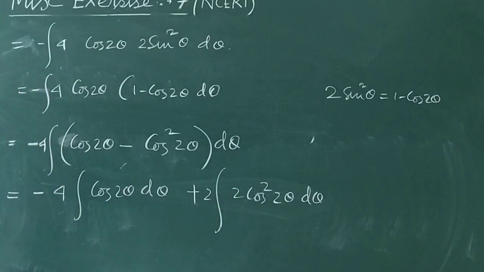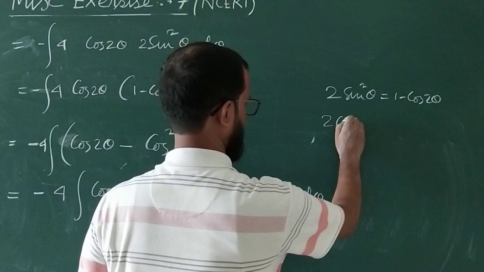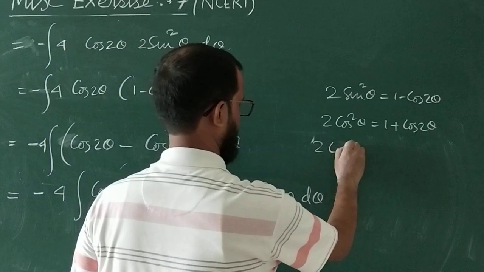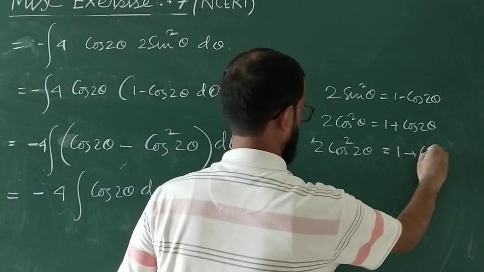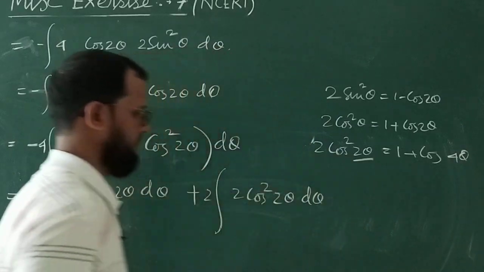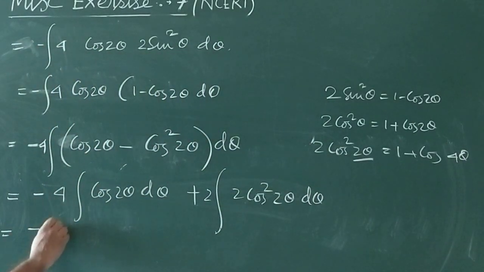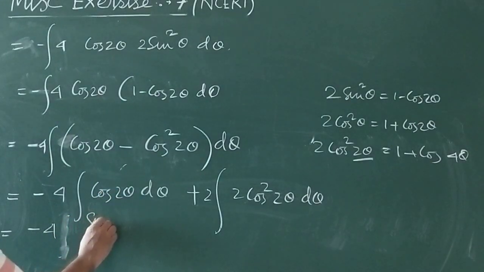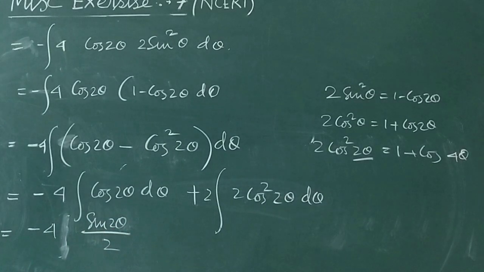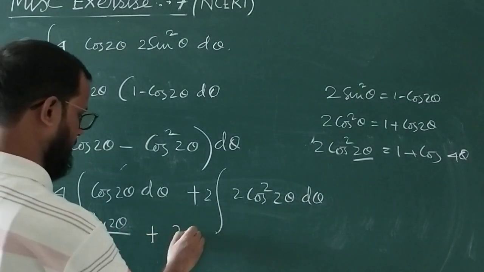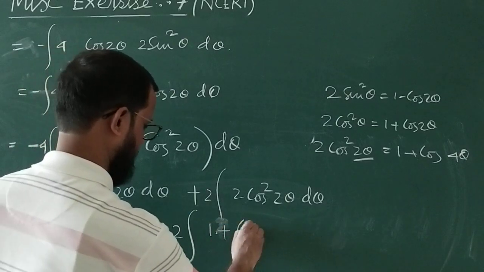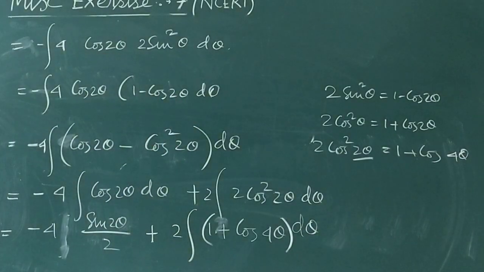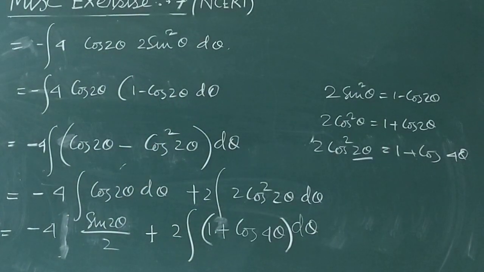Okay, 2 into 2 equals 4. And 2 cos square theta equals 1 plus cos 2 theta, so 2 cos square 2 theta equals 1 plus cos, its double, 4 theta. Okay, so this can be written as minus 4 into integration of cos 2 theta, which equals sin 2 theta divided by 2, plus 2 into integration of 1 plus cos 4 theta d theta. Hope you understand. Okay, now perform this integral again.